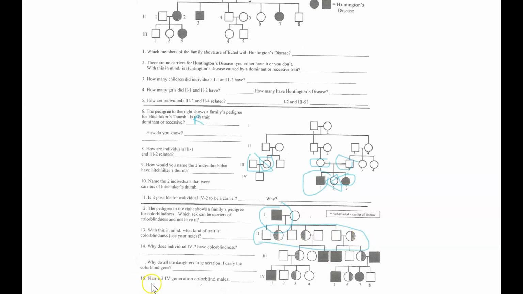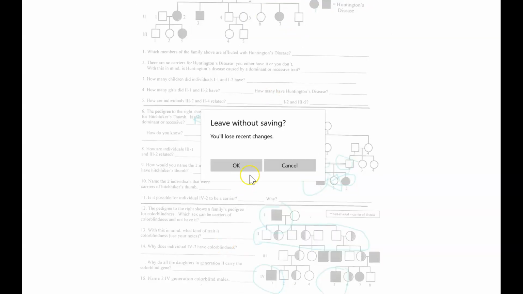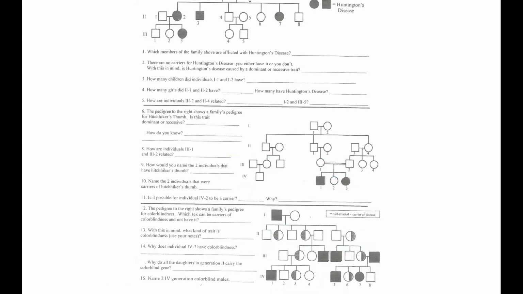And number 16, the last question, is name 2 generation 4 colorblind males. So that would be this guy over here, 4-1, and this guy over here, which is 4-5. Okay, so I hope that you guys are understanding what is going on in these pedigrees. I just wanted to go over some examples with you before we do any kind of quiz.